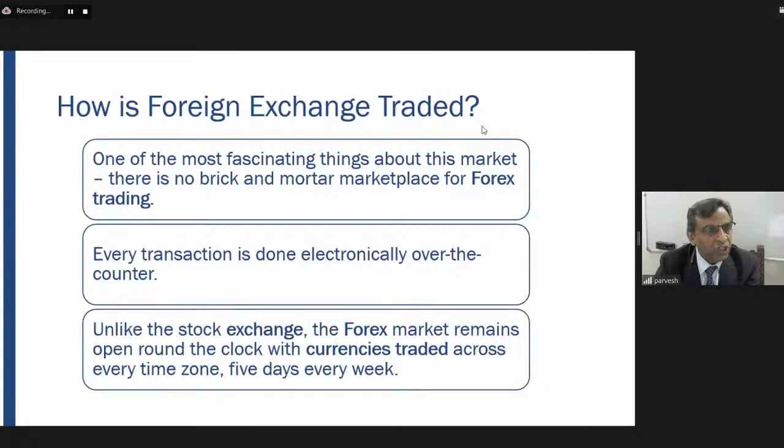Unlike the stock exchange, the forex market remains open around the clock, with currencies traded across every time zone, 5 days every week. A stock exchange opens at say 9 o'clock and closes at say 3:30 in the evening. It's not like that, but forex markets remain open round the clock and for 5 days every week.